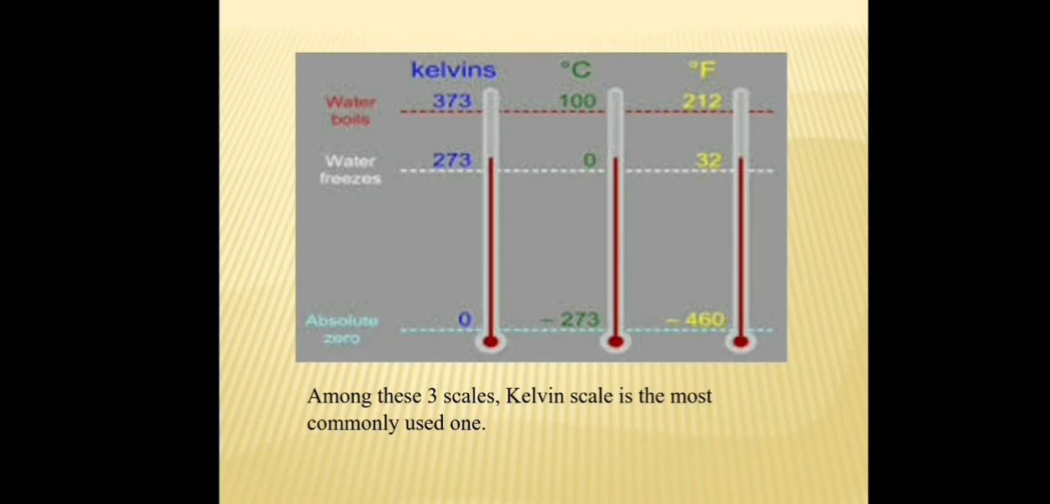Now in this picture you can see the difference in these three scales: Celsius, Fahrenheit and Kelvin. The boiling and freezing points and absolute zero temperatures are different in these different scales. Of these three scales, the Kelvin scale is the most commonly used one.